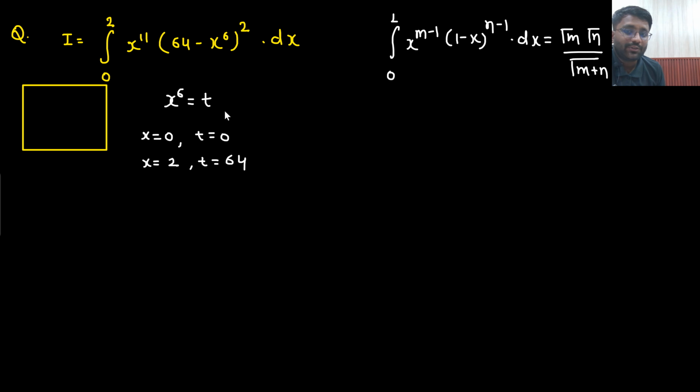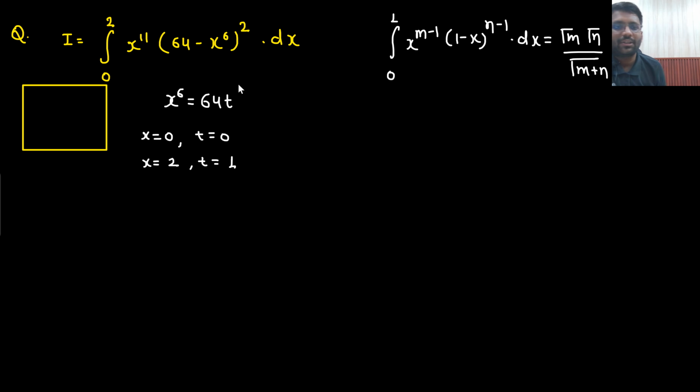But I need the limit from 0 to 1. What does that mean? That means I will have to assume x to the power 6 as 64 into t. Why is that so? Now what will happen? If x is 0, then t will be 0. If x is 2, then t will become 1. Say yes or no? Because I need the limit from 0 to 1, that's why I assumed x to the power 6 as 64t.